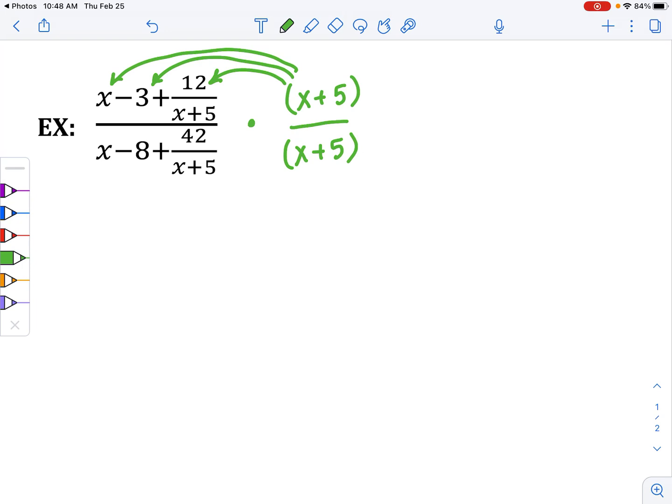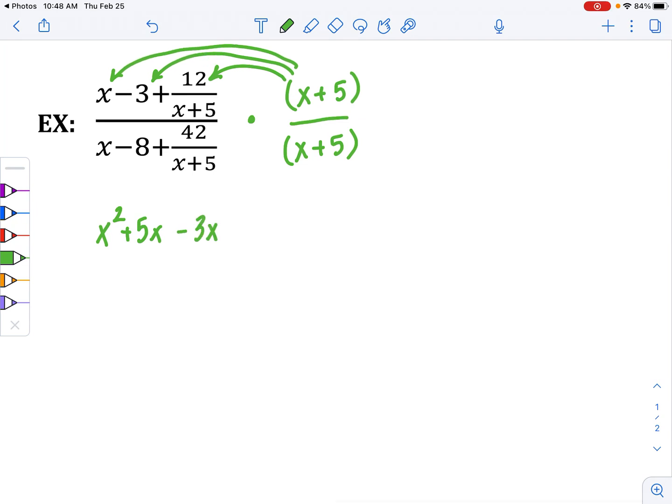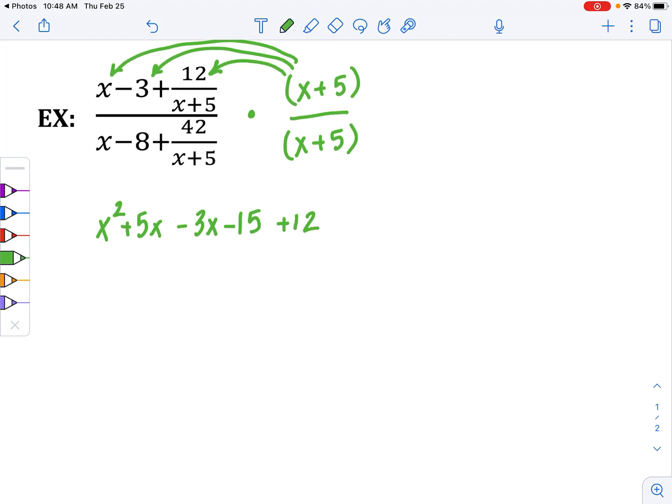So I'm starting with x times x plus 5. X squared plus 5x. X plus 5 times negative 3 would be negative 3x minus 15. X plus 5 times 12 divided by x plus 5, those cancel out. Yay! Left with just plus 12.